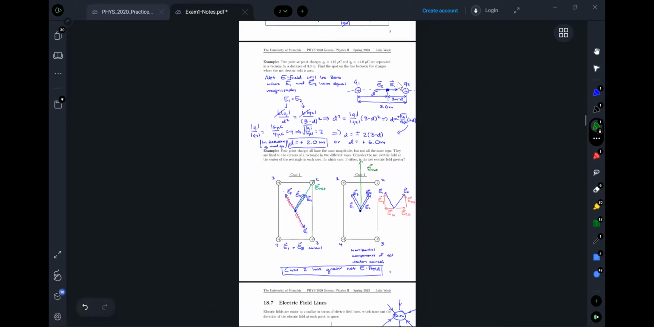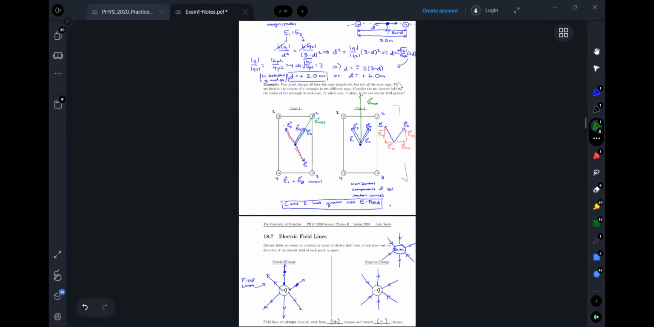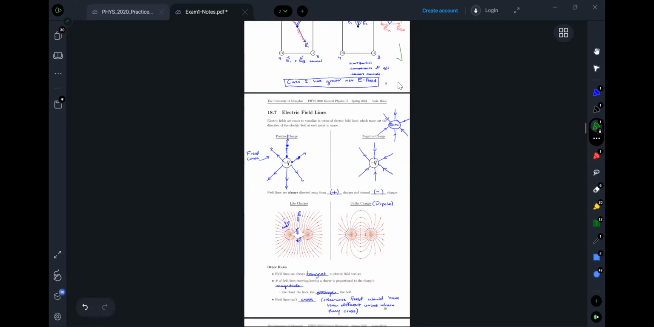So ones like this that are a little more quantitative are good, as are ones like this, just knowing the direction of the field. You may even want to look back at some of the homework on electric fields and finding the net electric field, because that will likely help you.